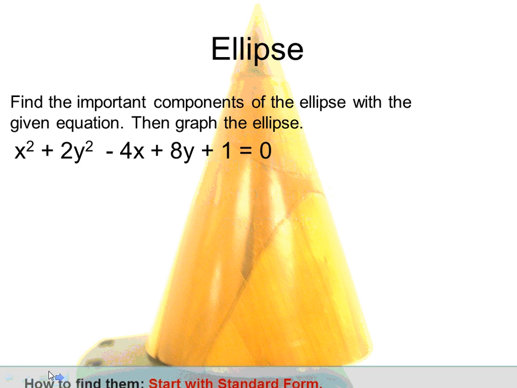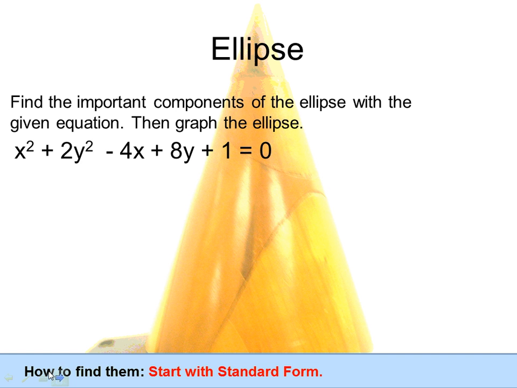Okay, so let's get through this. Find the important components of the ellipse with the given equation, then graph the ellipse. So I have it all written out. Just like the circle, I'm going to move the number to the other side, collect my x's, collect my y's. Right? So I did that.